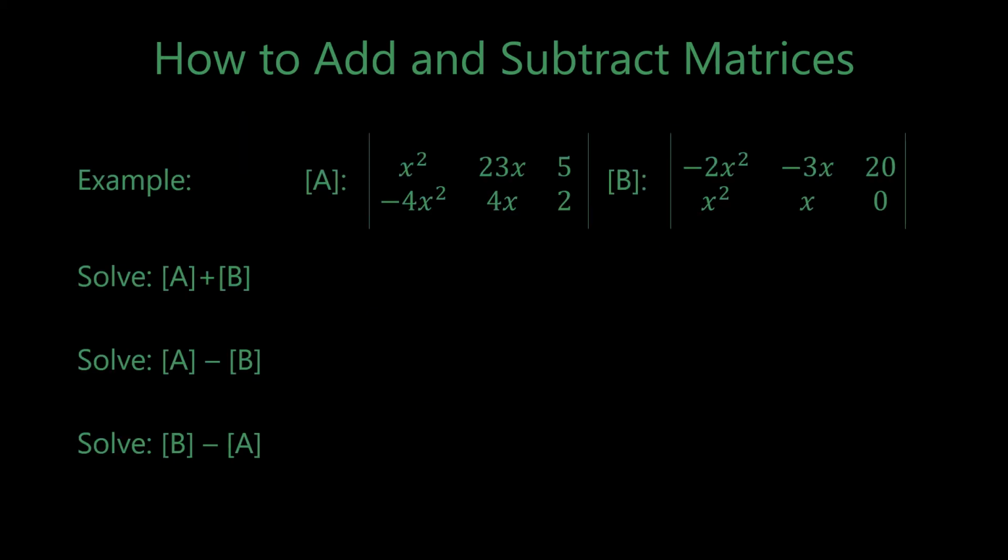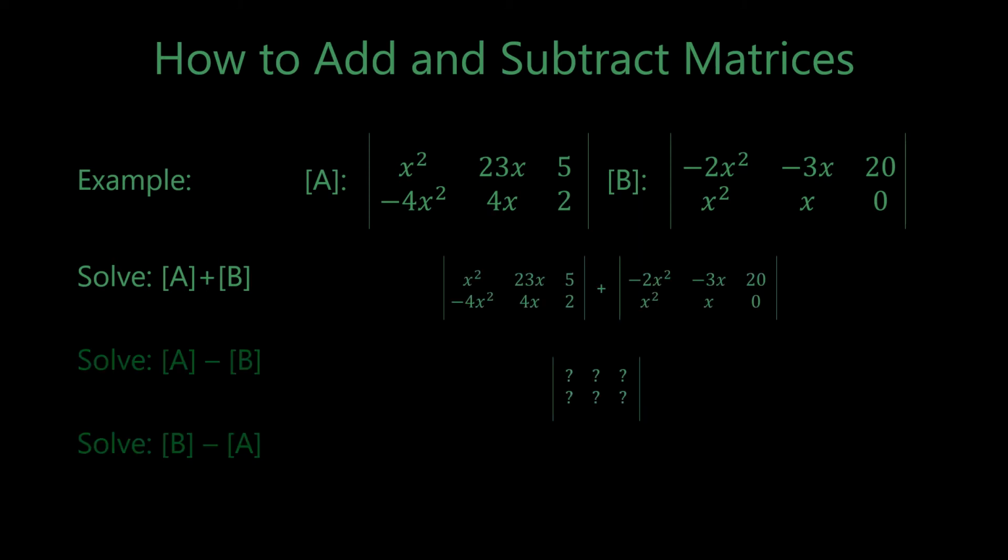So now we have two new matrices here, matrix A and matrix B. We're going to treat the x variables like constants, and we're going to solve A plus B, A minus B, and B minus A. So first we're going to do A plus B, and I'll give you a few seconds here to try and work it out yourself.